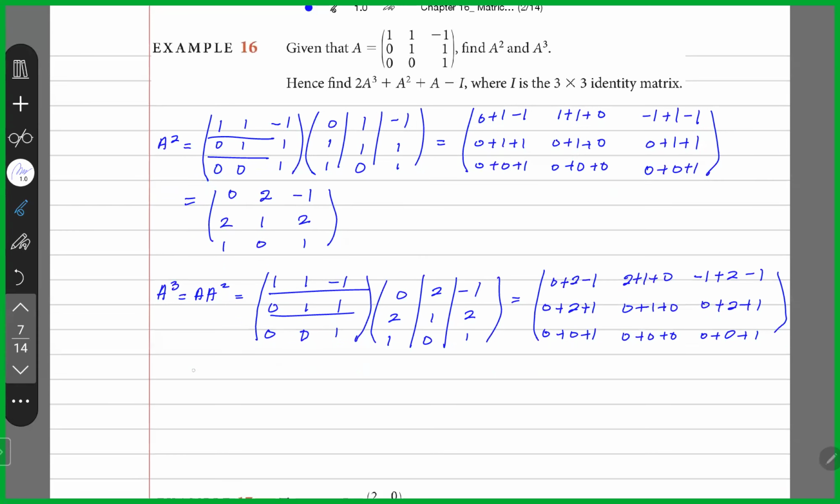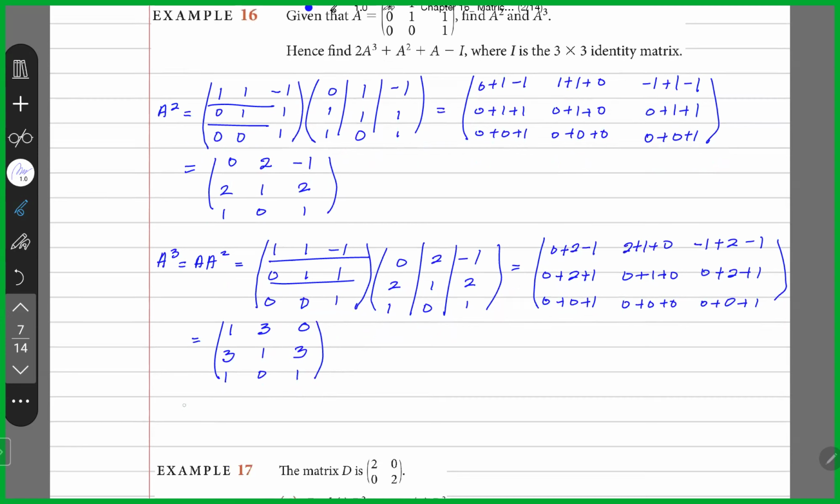So A cube would be equal to 1, 3, 0, 3, 1, 3, 1, 0, 1. Now we need 2A cube plus A squared minus I.